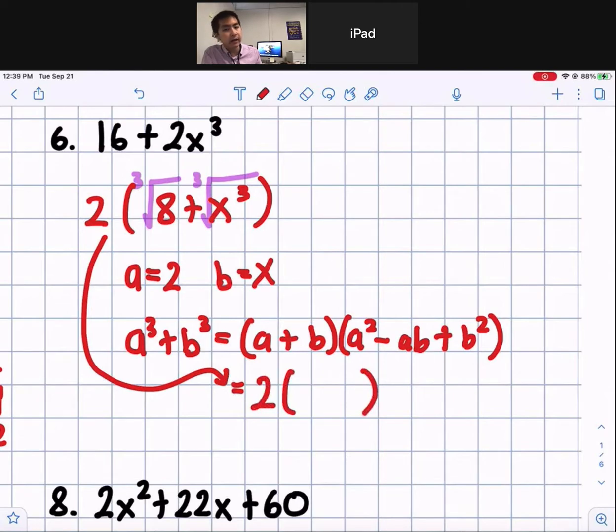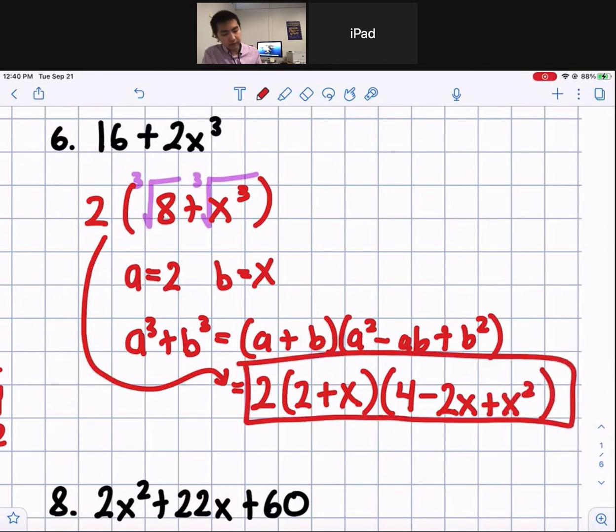Everywhere I see an a, it now becomes 2, and everywhere I see a b, now it becomes an x. So 2 plus x. We're plugging in the 2 for a squared, so 2 to the second power is 2 times 2, which is 4. Now plug in 2 for a and x for b, so 2 times x is negative 2x. And lastly, plug in your x there. x to the second power is just x squared. And there's your factor.